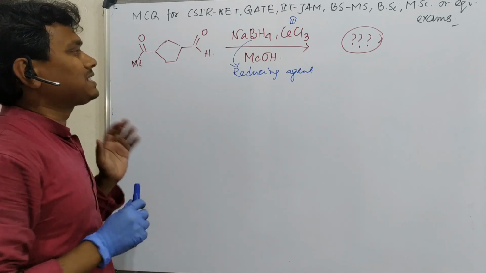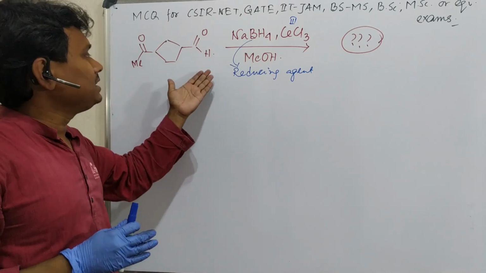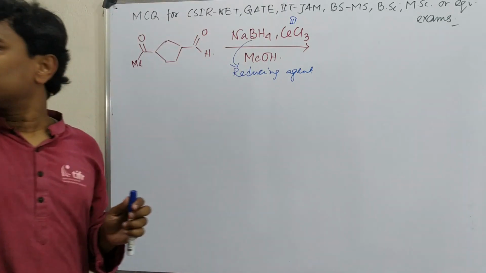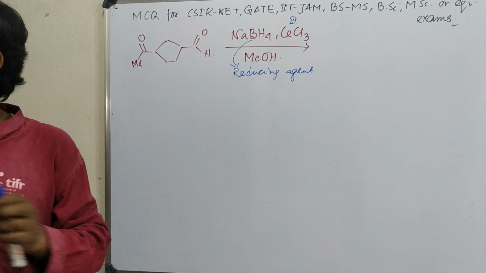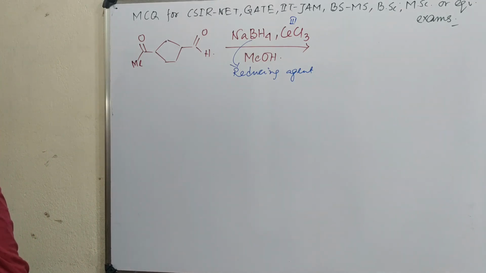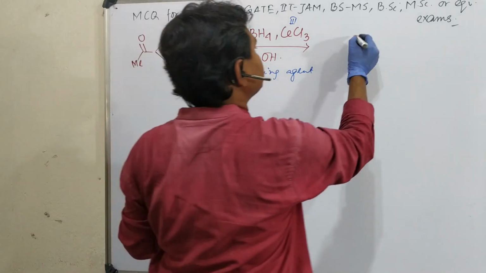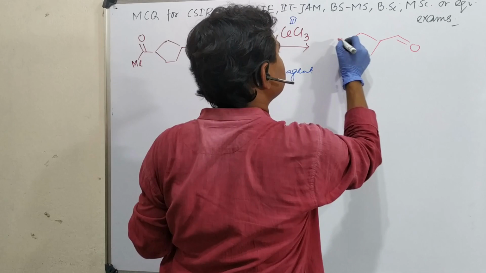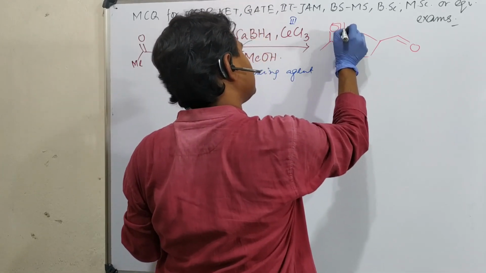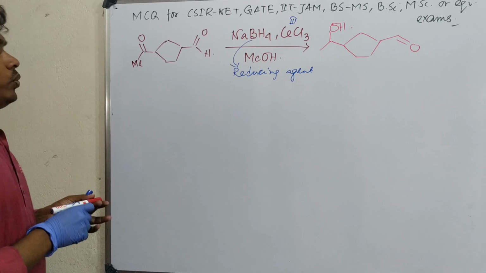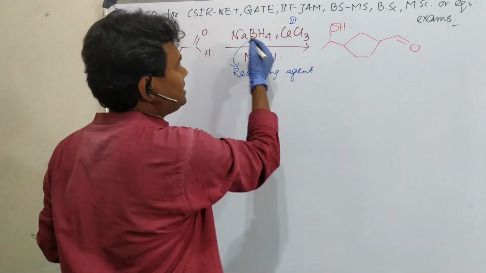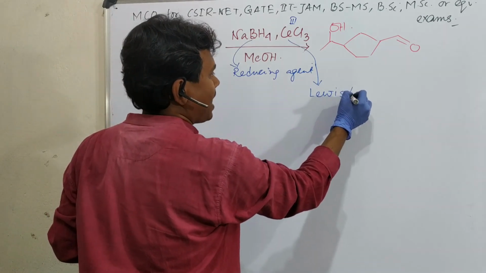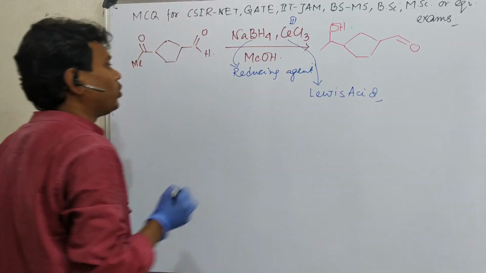Now, what unique thing is happening in this case such that the ketone is selectively reduced? So I should write the product. This is it. Now let's explain. See, cerium 3+ is a Lewis acid, and actually this is playing the key role in this process.